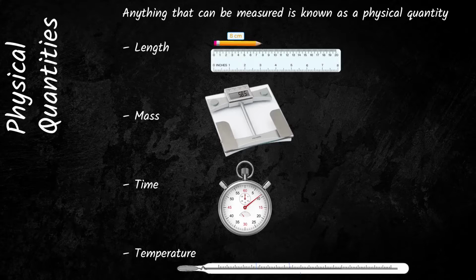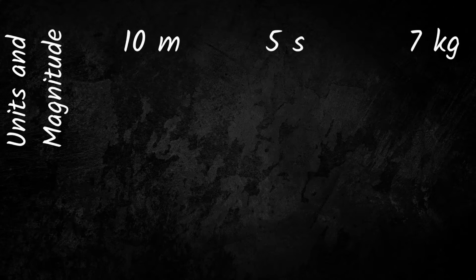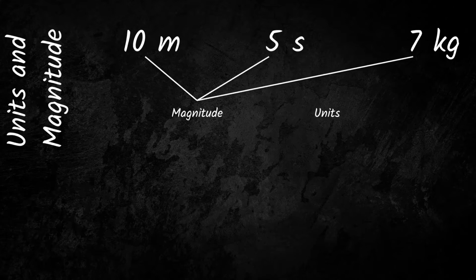All right. To measure any physical quantity, you need two things: units and magnitude. All right. So let's say, for example, if we consider several example quantities like 10 meters, 5 seconds, and 7 kilograms, the 10, the 5, and the 7 are essentially the magnitude. Okay? Meters (m), seconds (s), and kilograms (kg) are the units.